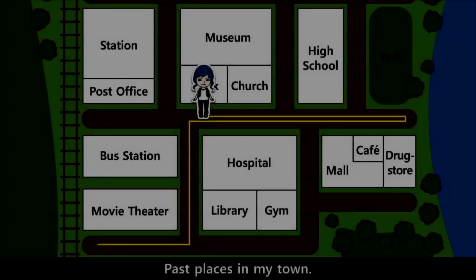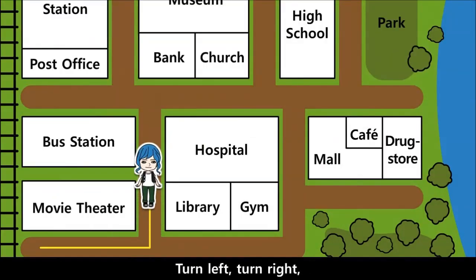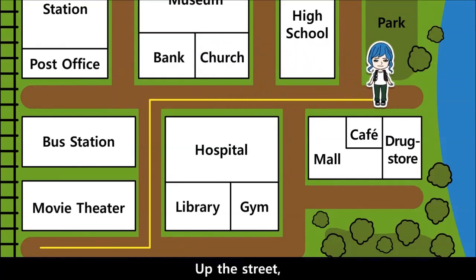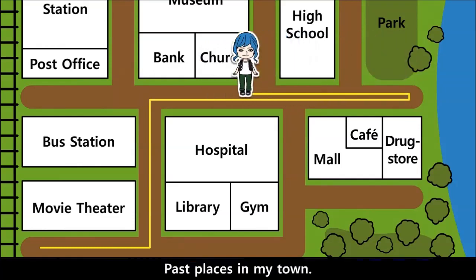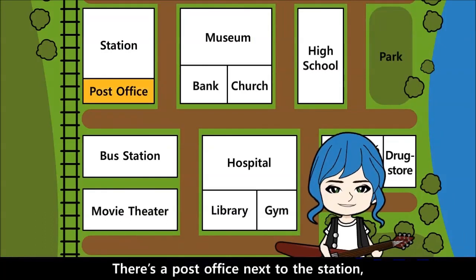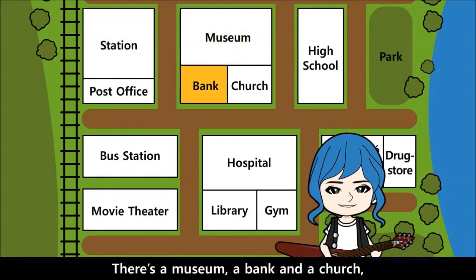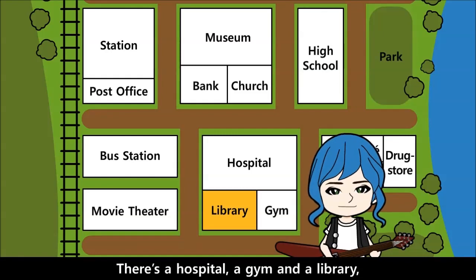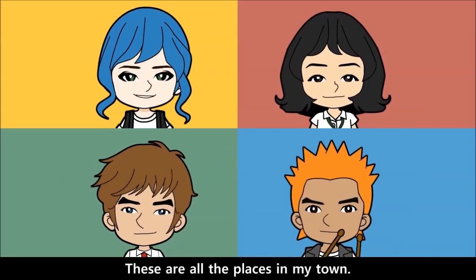Back down past places in my town. Turn left, turn right, go straight ahead, up the street, then back down past places in my town. There's a post office next to the station. There's a museum, a bank, and a church. There's a hospital, a gym, and a library. These are all the places in my town.